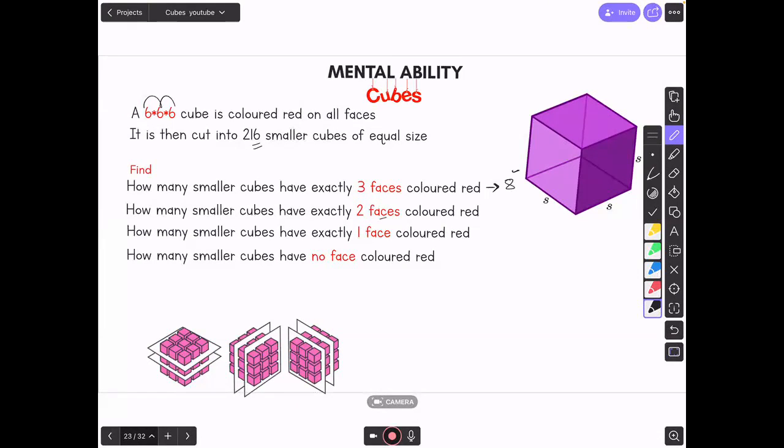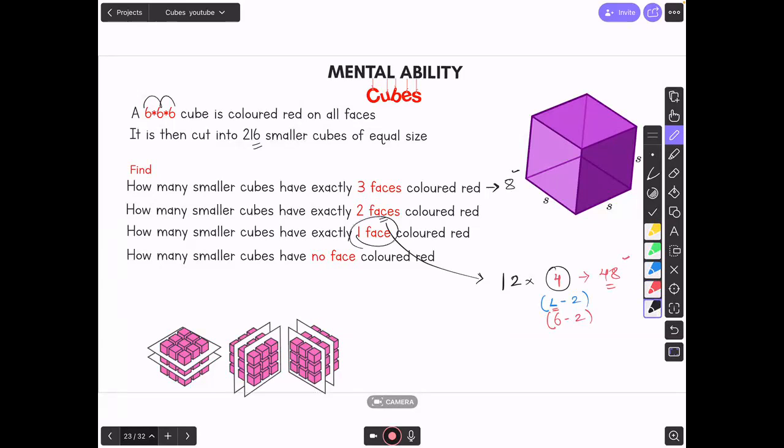2 faces colored red, where do you find? On edges. 12 such edges. Can you tell me how many you get per edge? There was a formula for this. What is the formula? Length of the edge minus 2. So what is the length of the edge? 6. 6 minus 2. Only the value of L changes in all the sums. So 6 minus 2, this time you will get 4 per edge. 12 fours are 48. You'll have 48 with 2 faces colored red.